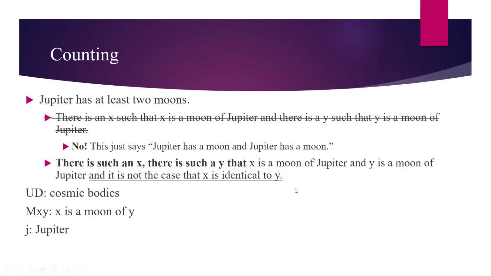So here's our symbolization key. And this is that completed symbolization, right? There exists an X, there exists a Y. The whole sentence is within the scope of these two quantifiers. We say that X is a moon of Jupiter and Y is a moon of Jupiter, and X and Y are not identical. It is not the case that X is identical to Y.